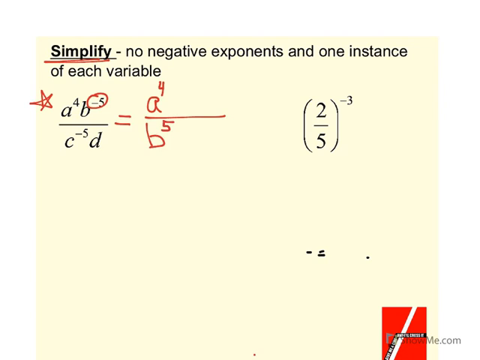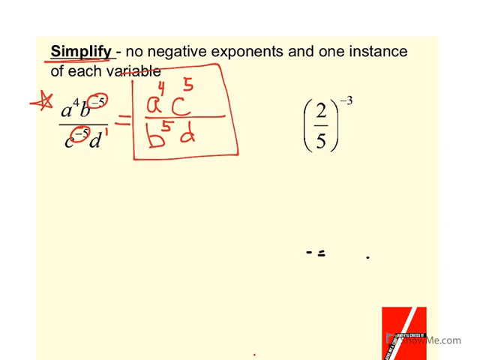The c has a negative exponent, so it's in the wrong part. We need to move it upstairs to the numerator to become a positive exponent. The d does have an exponent. It's a 1. It's positive, so it stays in the denominator. So only the b and the c needed to actually change places because they both had negative exponents.